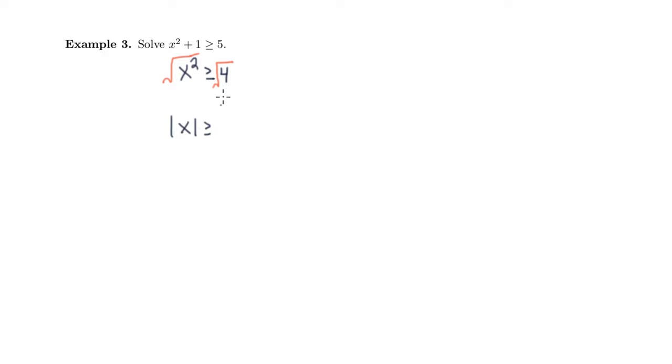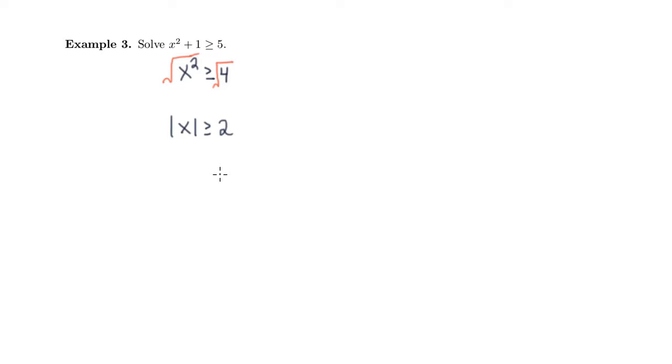And when I take the square root of 4, maybe you're in the habit of saying, oh, that's plus or minus 2. No, the square root of 4 is 2. But when I take the square root of a variable squared, I need to consider the fact that the variable could be negative as well as positive. So actually this is equivalent to just saying absolute value of x is greater than or equal to 2.